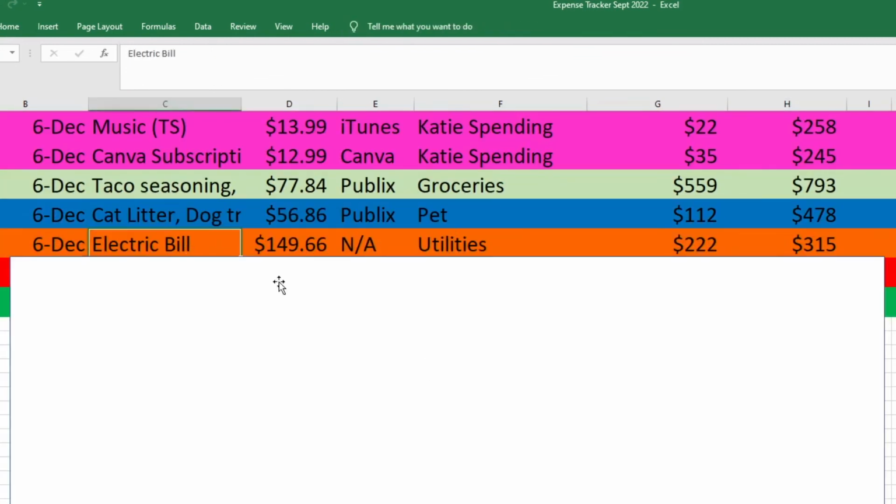Also on the sixth, I did pay our electric bill for the month. So that was $149.66. That came out of our utilities fund. So we spent a total of $222 and now we have $315 remaining.